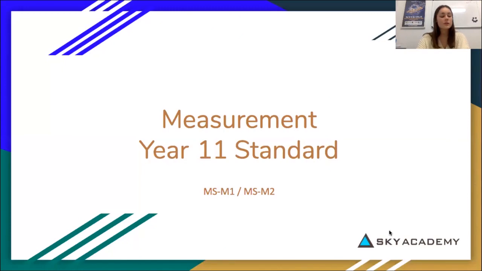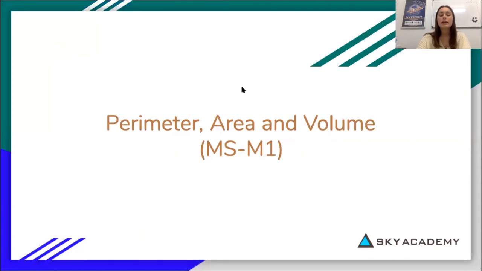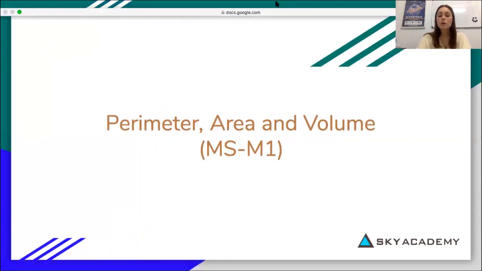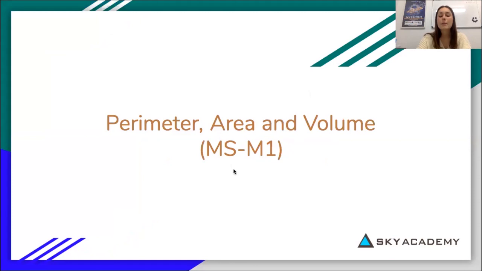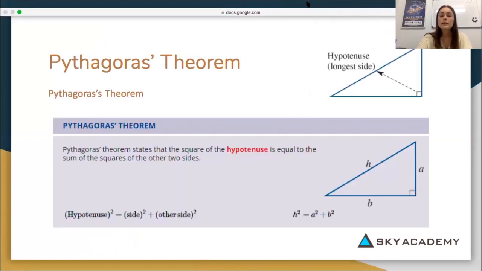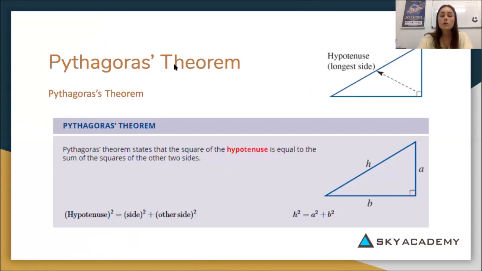We're in the topic of measurement within the Year 11 standard course, and we're looking at perimeter, area and volume, which comes under MSM1. So in this video, we're going to have a look at Pythagoras' theorem. And we use the formula of Pythagoras' theorem to find an unknown length of a triangle. So we're trying to find an unknown side when we're given two of the three sides.